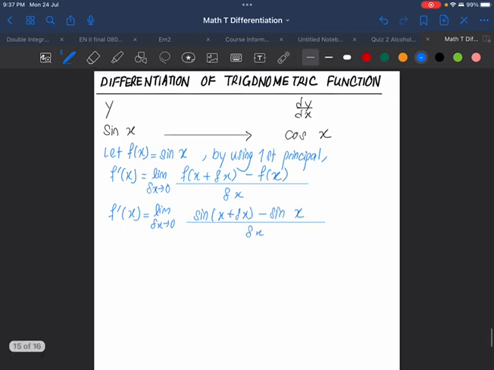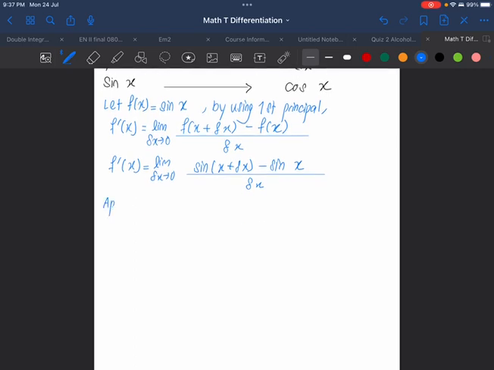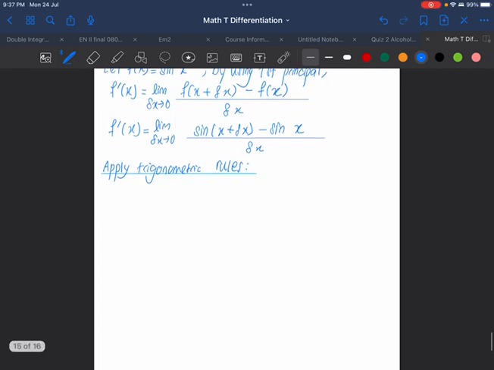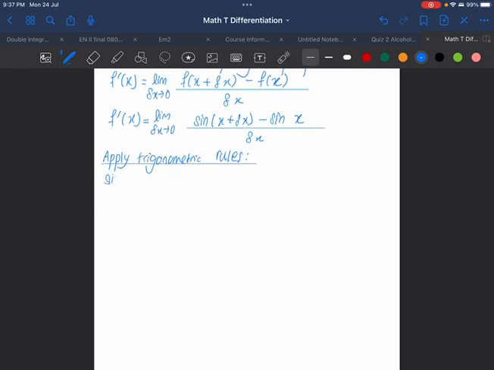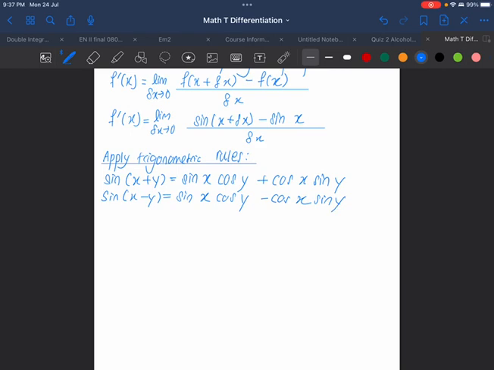Alright, so how are we going to deal with this? We apply the trigonometric rules. I must say that this one we learned in SEM 1. I hope you all still remember: sin(x plus y) equals sin x cos y plus cos x sin y, whereas sin(x minus y) is equivalent to sin x cos y minus cos x sin y. So this one we let equation 1, this one equation 2.